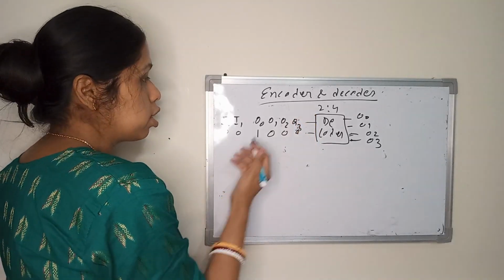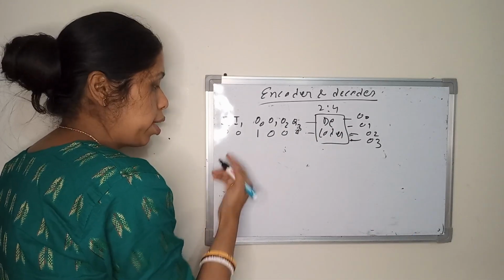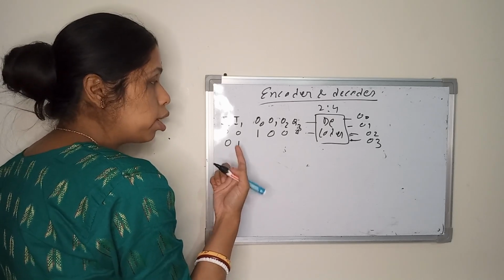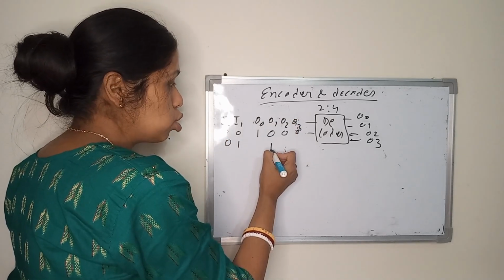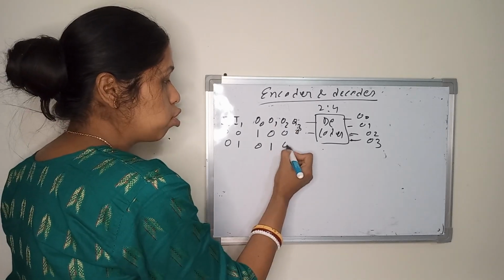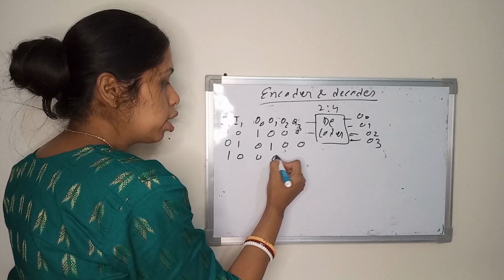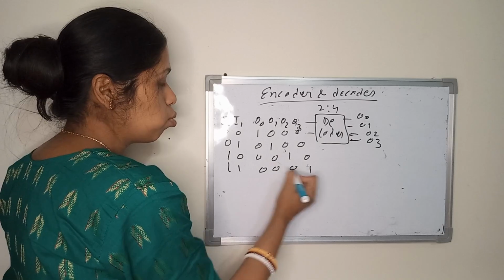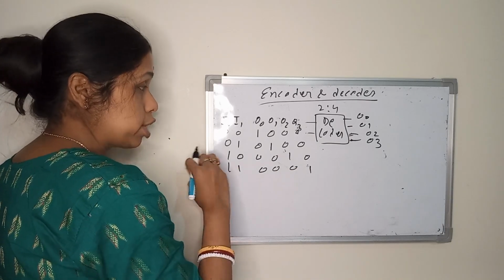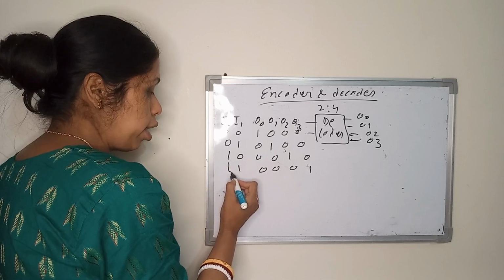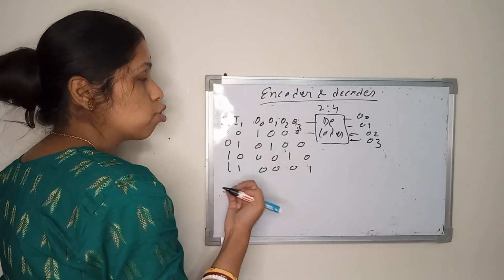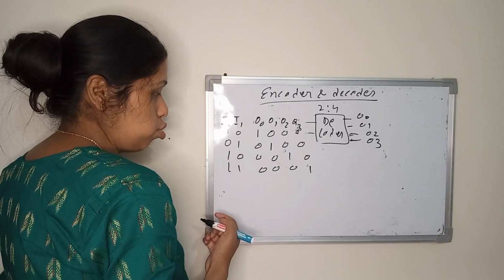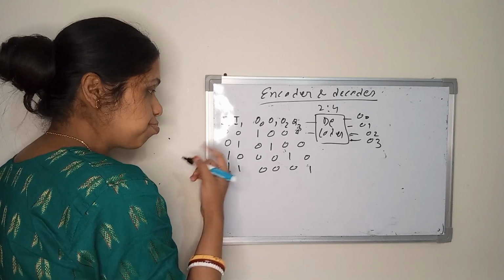Now, decoder means binary to decimal number. If I want to send 0 1, which is a binary number, what will be the decimal number for 0 1? It is 1. That means I have to send logic 1 through the O1 channel, and the others will be 0. Like this way you have to do. For 1 0, O2 will be 1. For 1 1, O3 will be 1. I know 1 1 means 3, so I have to send logic 1 through O3, and the other output channels will be 0 0 0.